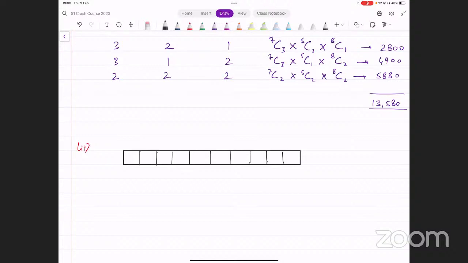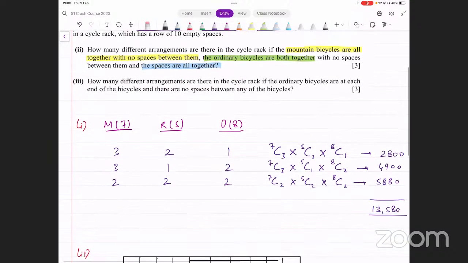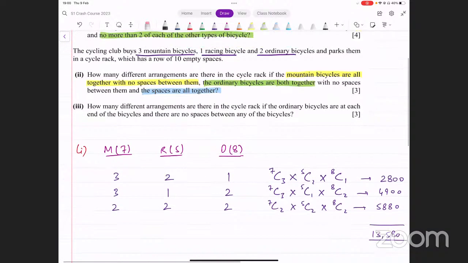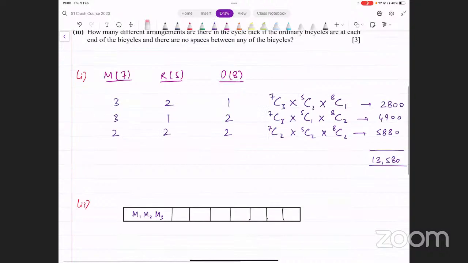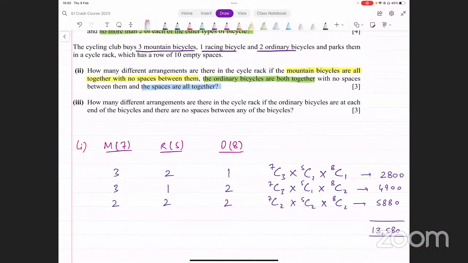Now, it says the mountain bicycles have to be all together. There are 3 of them. So we could say, let's merge 3 boxes and make them 1. And in that 1 box, you could put M1, M2, M3. These are the 3 mountain bicycles that you have. Now remember, they're all different. So you could write M1, M2, M3. They're not identical.